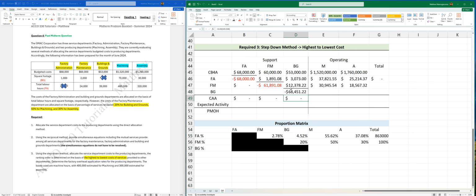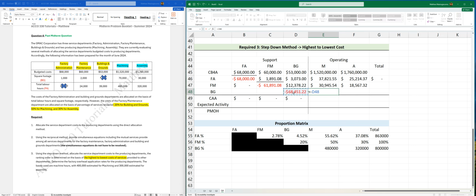Okay, last but not least, equals minus sum. Building grounds, guys, is 68,451 to allocate. And then, guys, we have 480, 320. Sum it up. Well, not sum those two. Let's do equals sum. Do on this, 800,000.